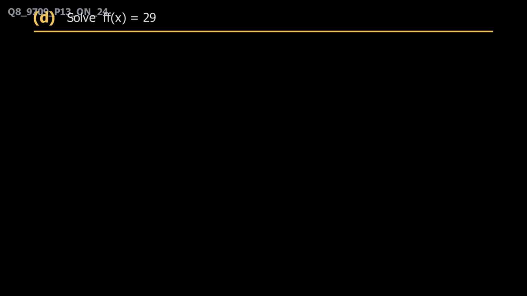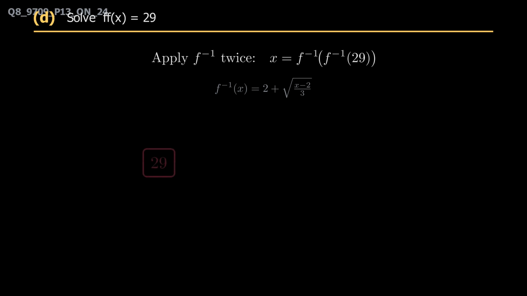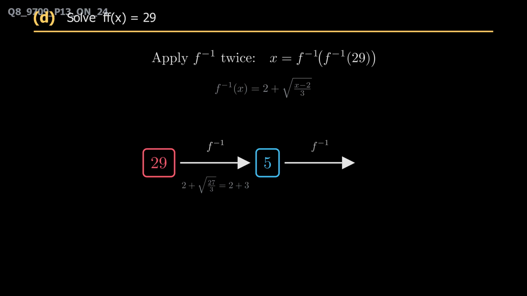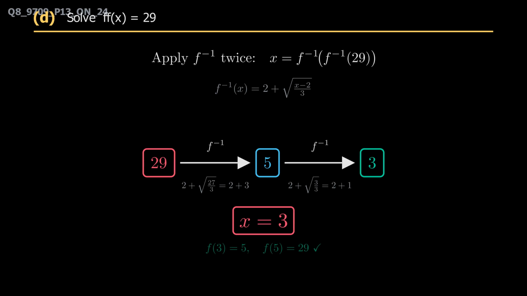Part D. Solve f of x equals 29. Apply f inverse twice: x equals f inverse of 29. Use the inverse formula from Part C. First, f inverse maps 29 to 5: 2 plus root 27 over 3 is 2 plus 3, so 5. A second f inverse takes 5 to 3. So x equals 3. Check: f of 3 is 5, and f of 5 is 29.